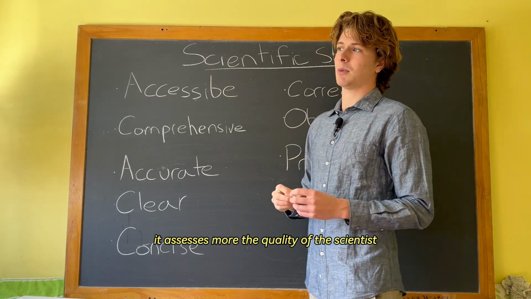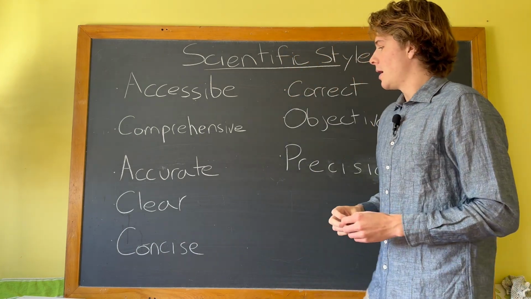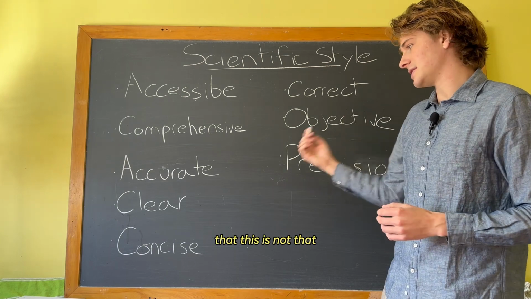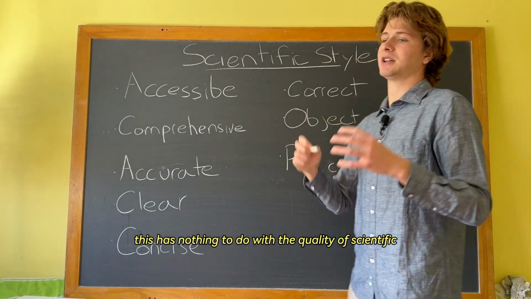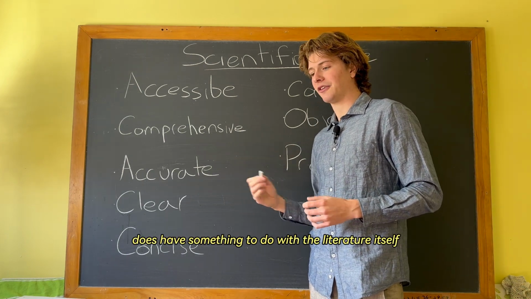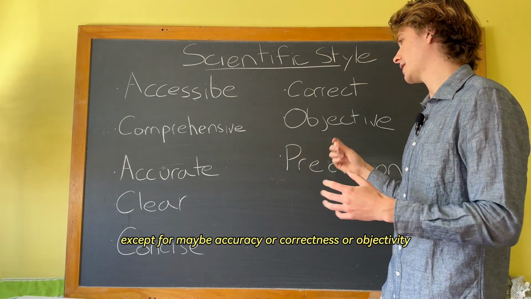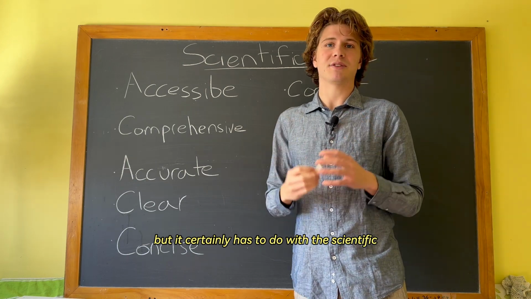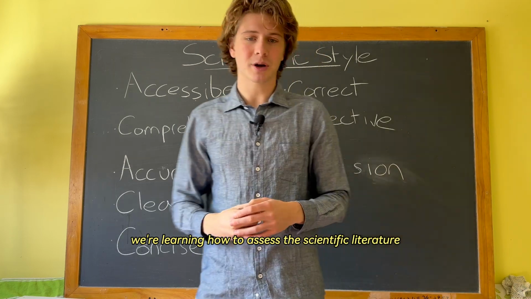Of course, it assesses more the quality of the scientist, of the researcher themselves. But it would be unfair to say, I think, that this has nothing to do with the quality of scientific literature, right? It certainly does have something to do with the literature itself. Maybe not the truth itself, except for maybe accuracy or correctness or objectivity, but it certainly has to do with the scientific literature, right? And that's what we're concerned with. We're learning how to assess the scientific literature.